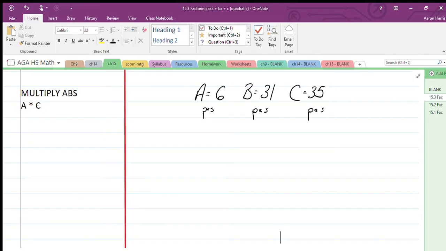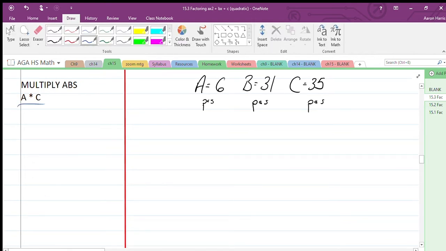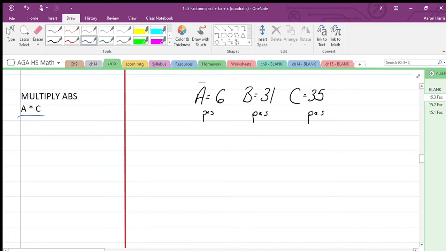Multiplying the absolute value of A times C, okay? So this is the next step that we have to do. We already figured out what A was for the first example, B, and C, okay? So what are we going to do? We are going to take the absolute value of A and multiply it times the absolute value of C. So A is 6, C is 35.